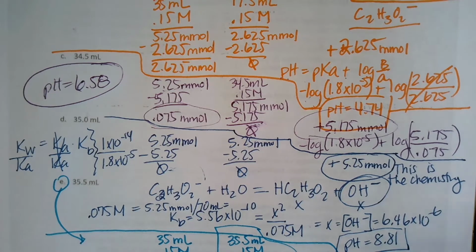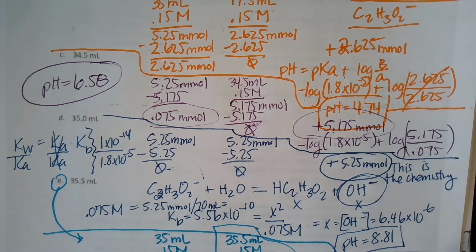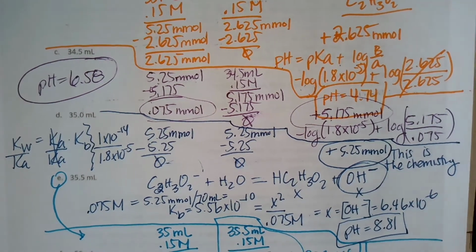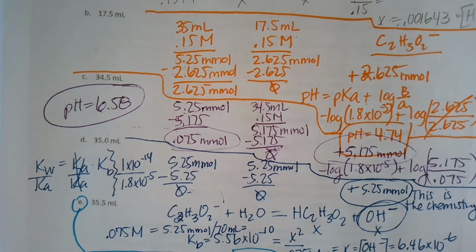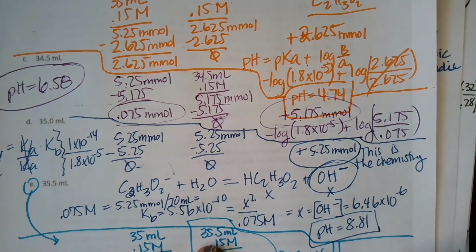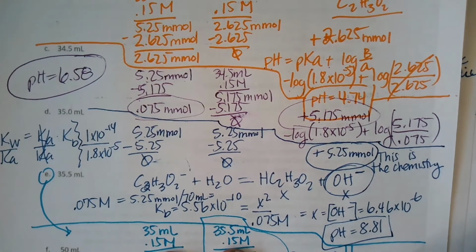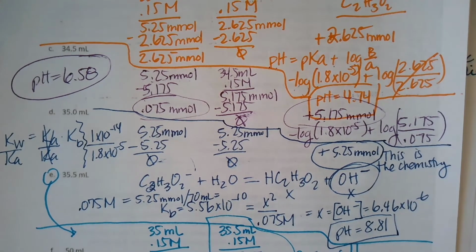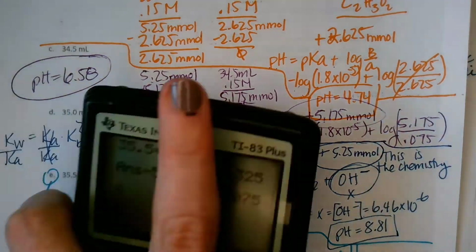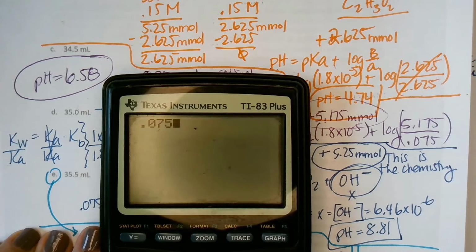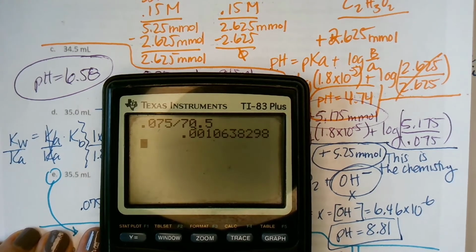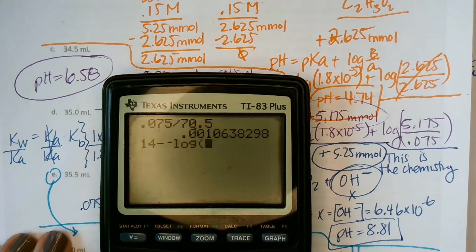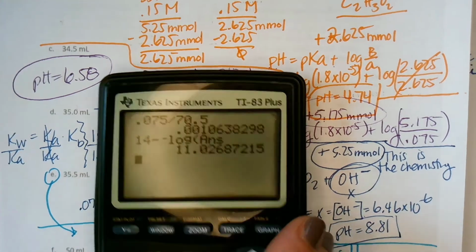So I've got 0.075 millimole of my OH minus. I know that I have a combined volume of 35.5 plus 35, so 70.5 milliliters. I can find this concentration, find the negative log of that, and do 14 minus that to go straight to pH. So I can do 0.075 divided by 70.5. That's my concentration of my hydroxide. So let's do 14 minus the negative log of that answer to get a pH of 11.03.